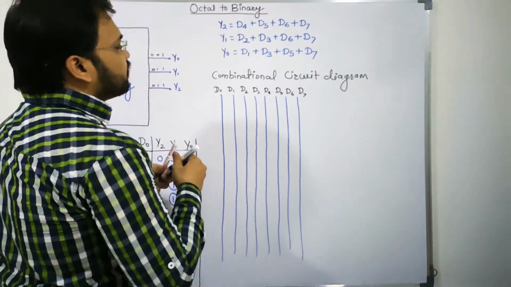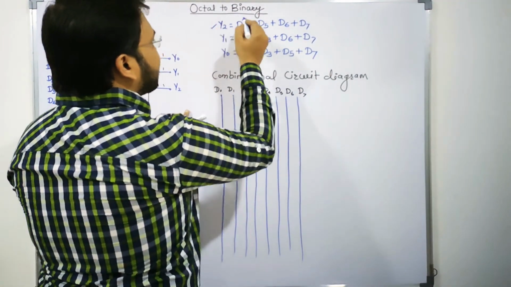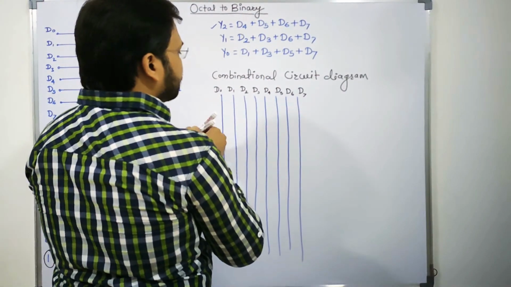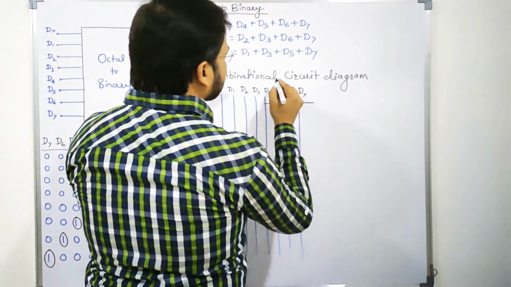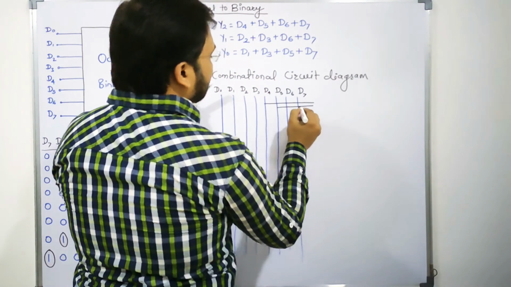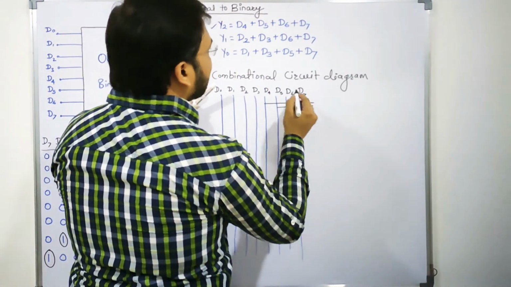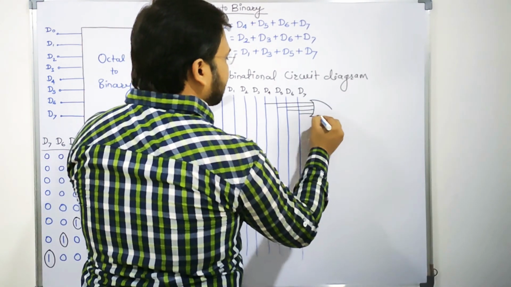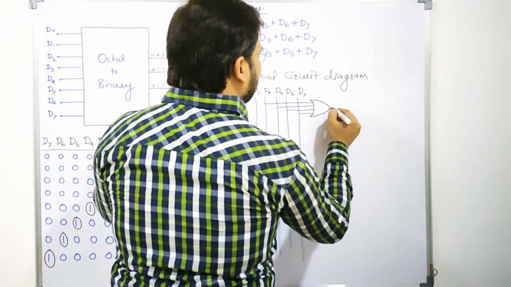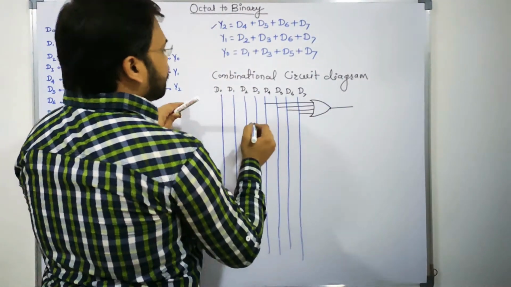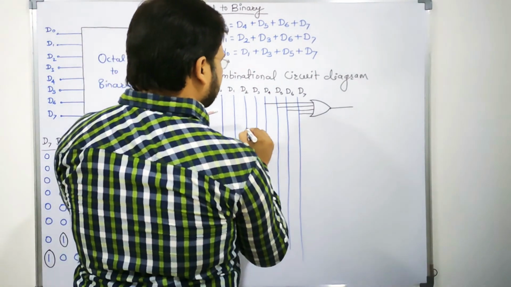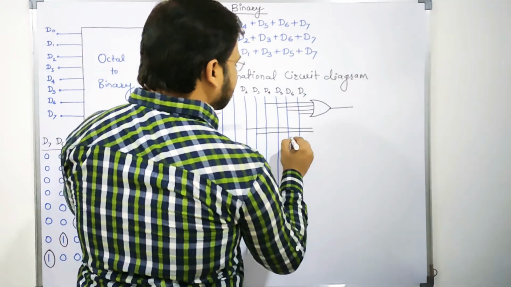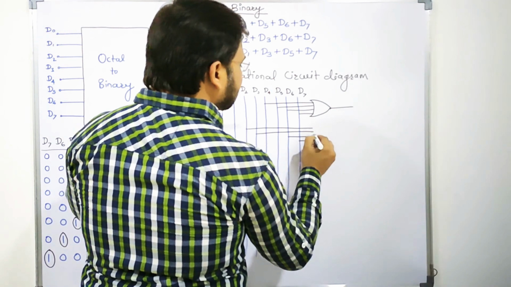So draw for this. First is for your Y2. So Y2 is D4, D5, D6, D7. So D4, start with your D4, D4, next is what your D5, next is D6 and D7. So here the OR operation is going to be performed, that is OR operation. Next is your D2, next is D3, next is D6 and D7.